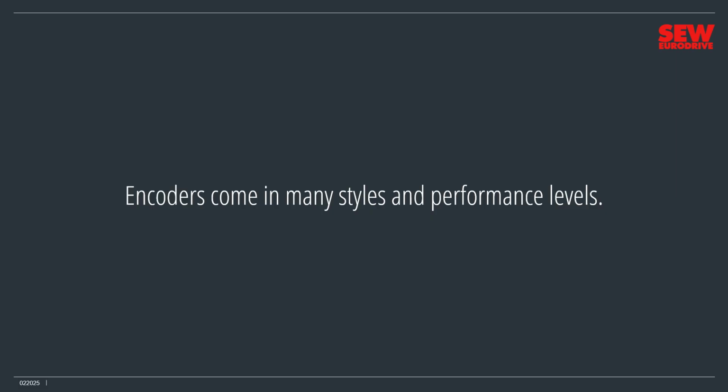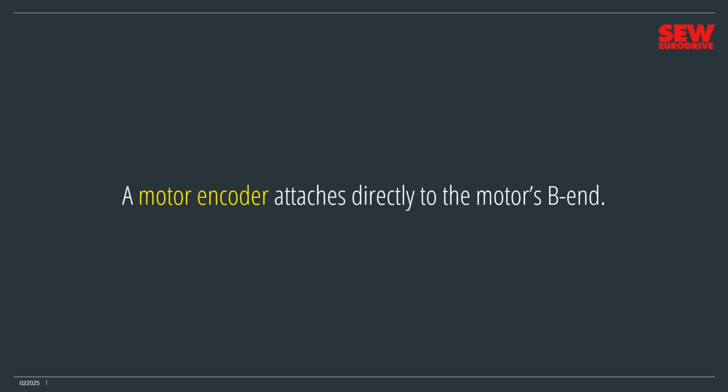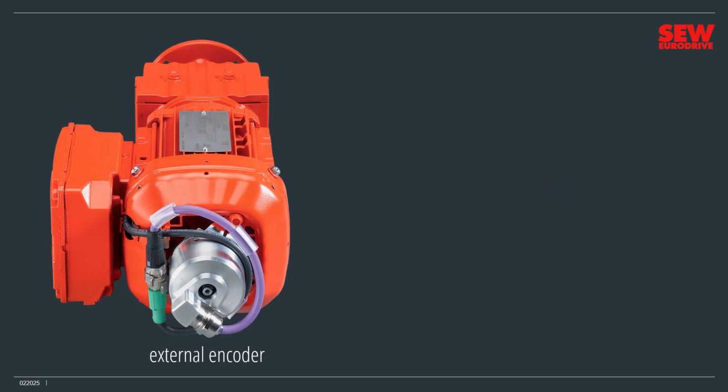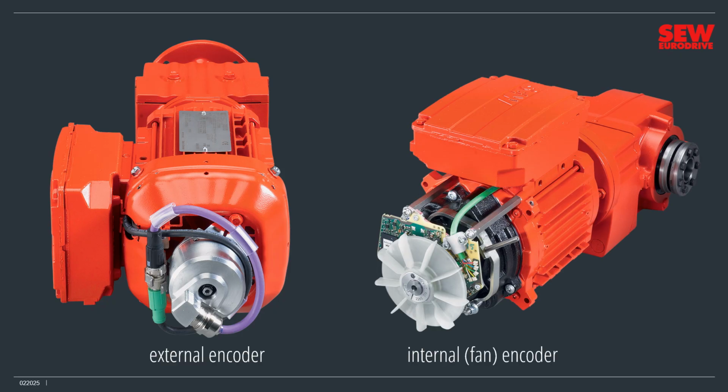Encoders come in many styles and performance levels. We won't cover every type, but we'll look at the most common ones. A motor encoder attaches to the motor's B end and connects directly to the motor shaft. This lets it accurately monitor the motor's motion. Motor encoders come in two styles. An external encoder is a separate device that bolts onto the motor. You can have one installed at the factory or add one onto an existing motor. Internal encoders are part of the motor's design. This example is part of the fan, so it's very compact.